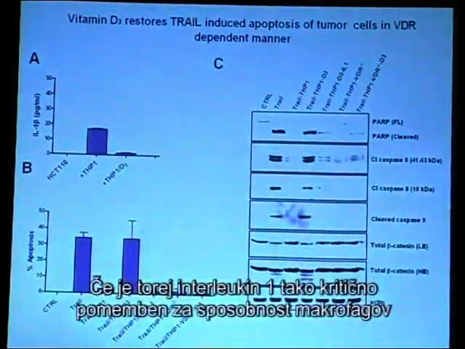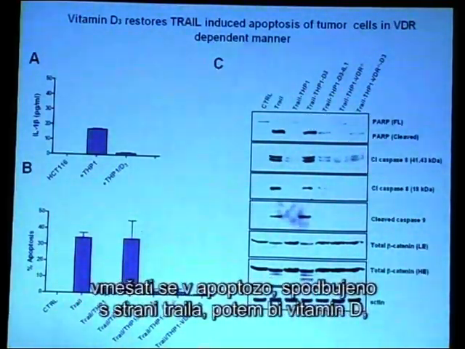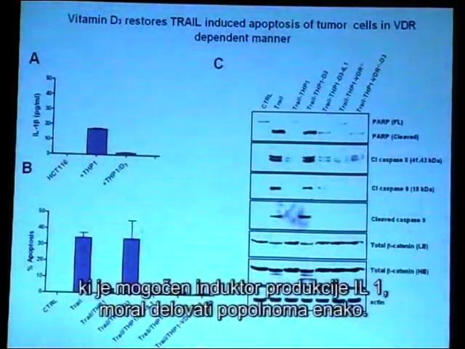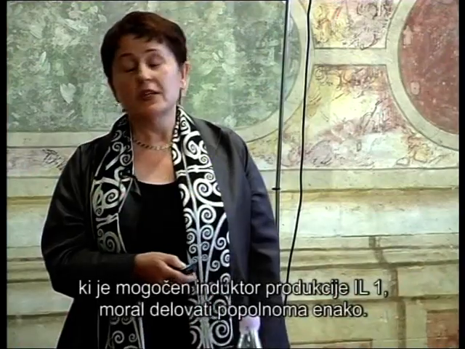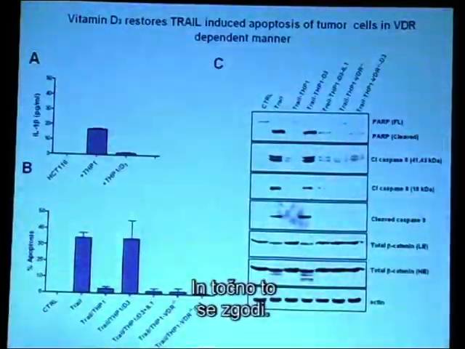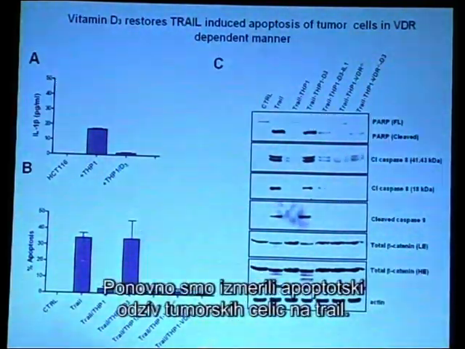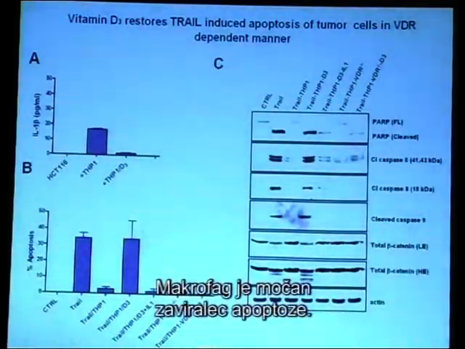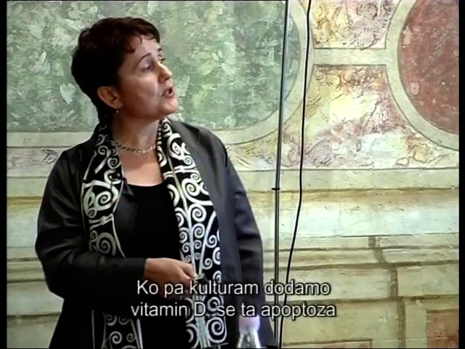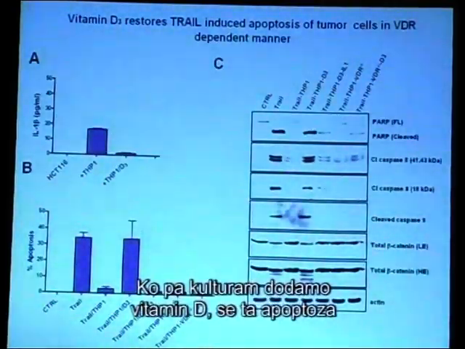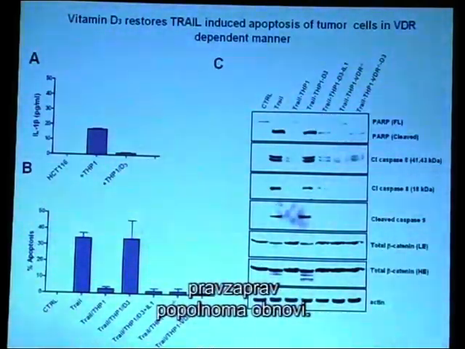So if interleukin-1 is so critical for the ability of macrophages to interfere with TRAIL-induced apoptosis, then vitamin D, which was a potent inducer of IL-1 production, should do the same. And that's actually exactly what happened. I will just talk about this panel. Again, we measured the apoptotic response of tumor cells to TRAIL. Good amount of apoptosis. Macrophages, very potent inhibitors of apoptosis. And this apoptosis actually was completely restored by addition of vitamin D to the cultures.